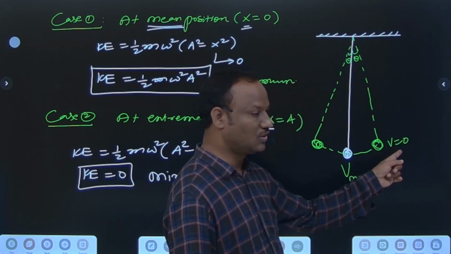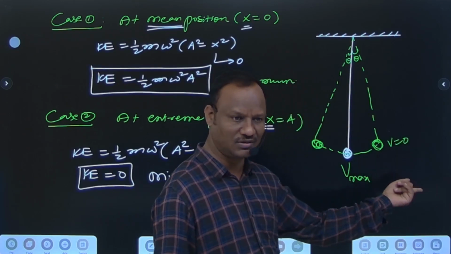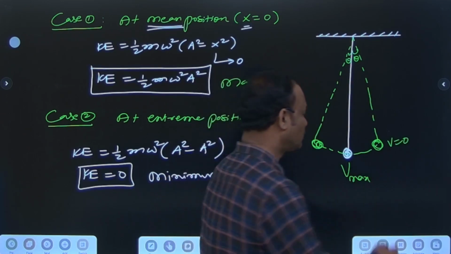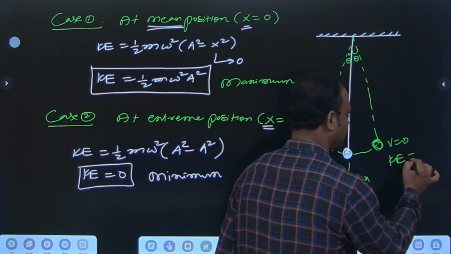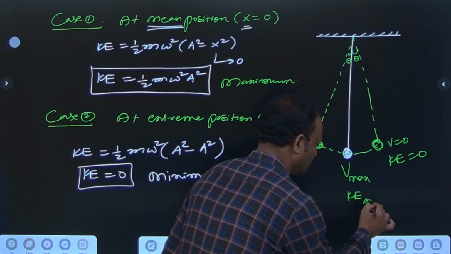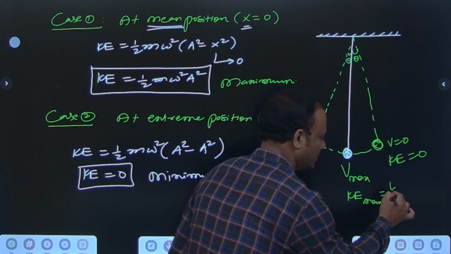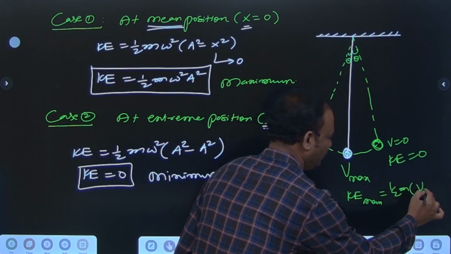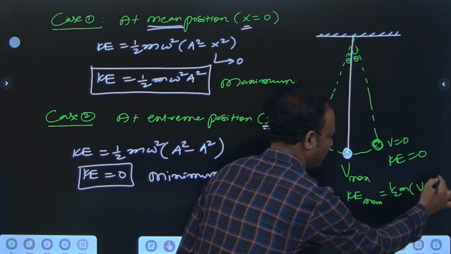If velocity is 0, kinetic energy is 0 only, no? Velocity is minimum, so kinetic energy is also minimum. Velocity maximum, kinetic energy also maximum. What is the maximum kinetic energy? Half m into V max square. Correct? V max square.